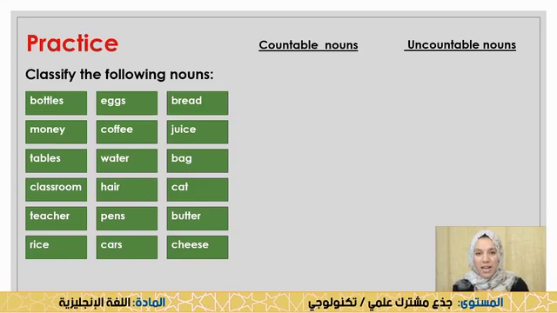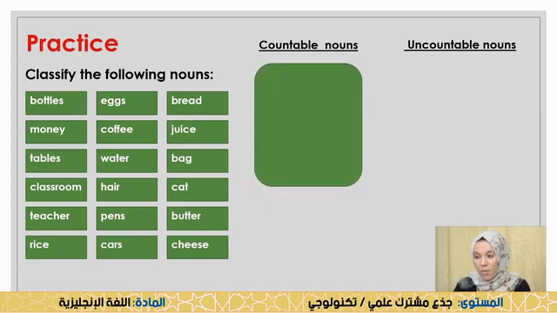Okay, so let's correct together. Let's start first with countable nouns. So what are the countable nouns that we have got in this list? Bottles. I think this one is easy because it's already plural form, so you can tell. The same thing we would say about tables. So bottles, tables, classroom. How do we know classroom? Classrooms. Teacher, the same thing. You say, my English teacher is nice, or all of my teachers are nice. So singular and plural, so it is automatically countable.